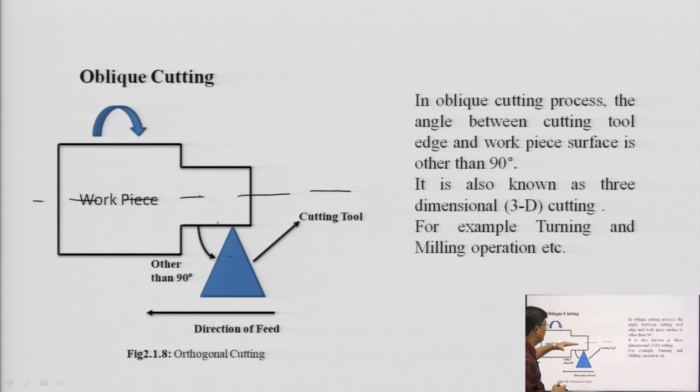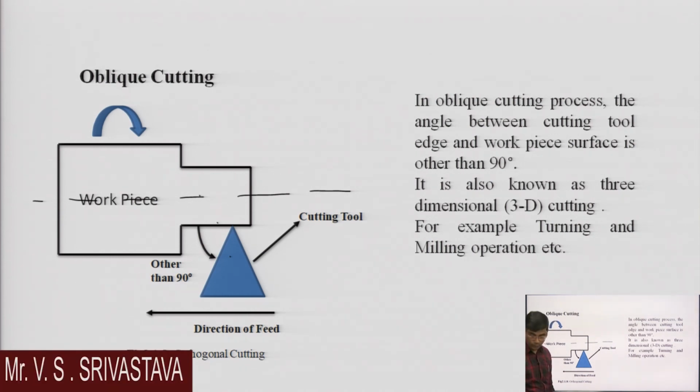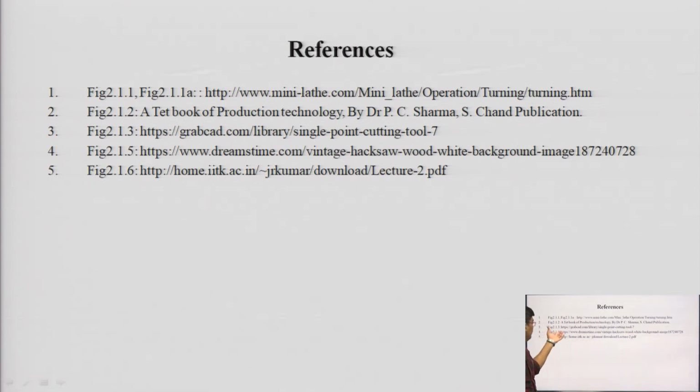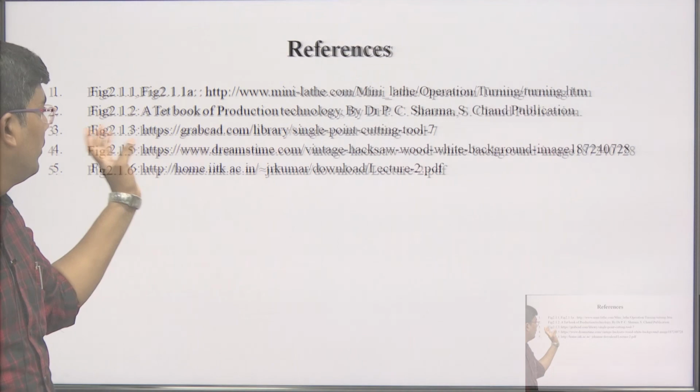tool and the machine workpiece surface is other than 90 degree. It is, इसको हम 3D dimension 3D cutting भी कहते हैं। Turning operation and milling operation is known as oblique cutting operations. That's all about oblique cutting and orthogonal cutting, and this is a reference of my diagrams and points where we have discussed.